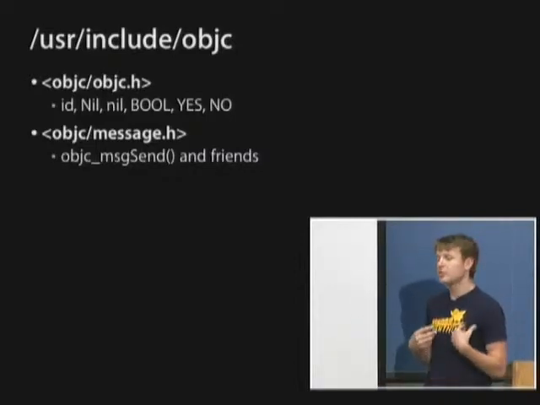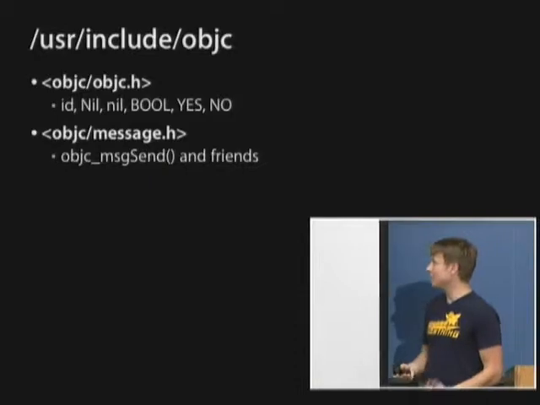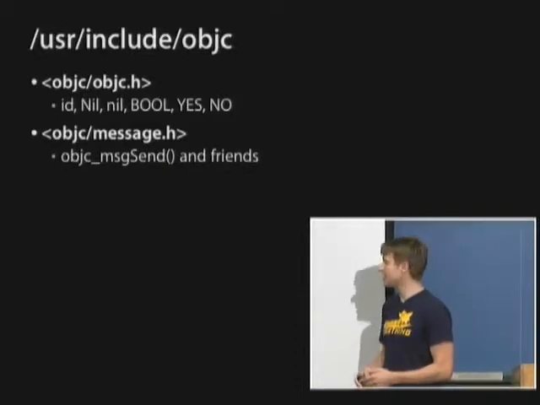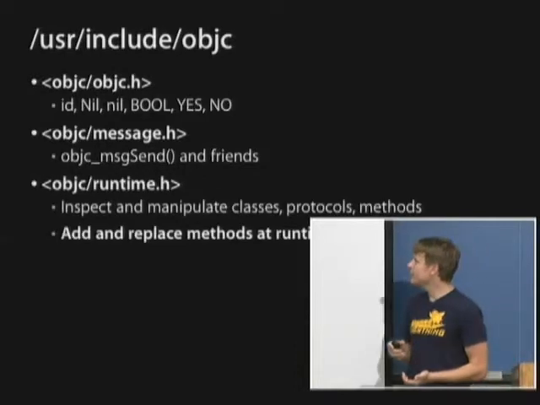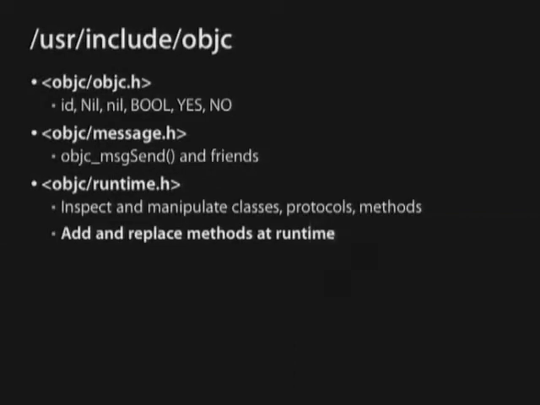objc/message.h is where Objective-C message dispatch is defined. So the actual process of sending a message to an object, all of the functions related to that live in there. And then there's objc/runtime.h, which is where you can inspect and manipulate classes, protocols, methods, instance variables, all sorts of stuff about Objective-C classes and objects. And one really kind of killer thing in here, and you can interpret killer either way, is you can add and replace methods at runtime.